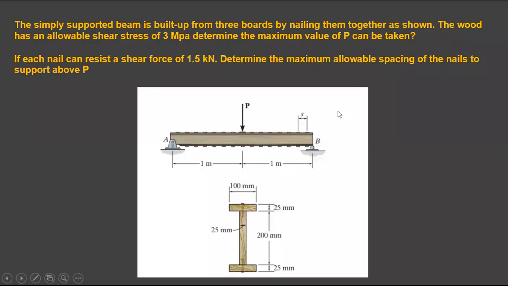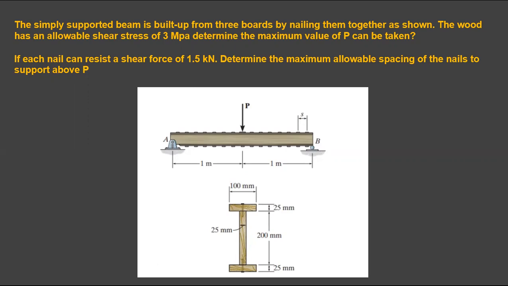Okay, so I welcome you all, and I'll be doing an example on the shear stresses in beams, right? So this beam is simply supported and it's built up from three boards nailed together as shown in this figure, and it's mentioned that the wood has an allowable shear stress of 3 megapascals, and determine the maximum value of P which can be taken.